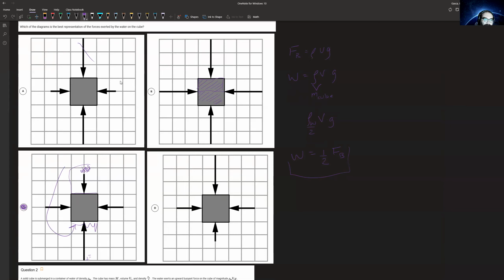Now, this is kind of lame because the difference between this force here and this force here for a small cube, sorry, I messed up there. Why would it be half? If I have half the density of water, then the weight is going to be the density of the cube times the volume of the cube times g. They told us that the density of the cube is the density of the water over 2, but that's not necessary for this question.